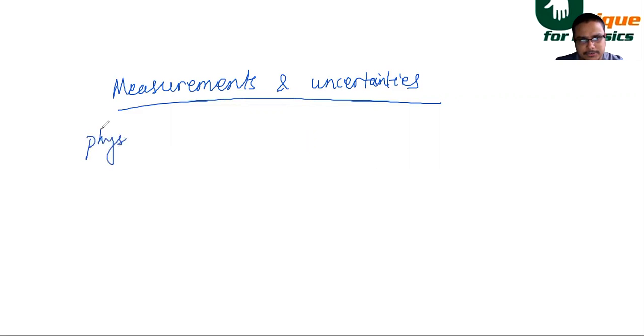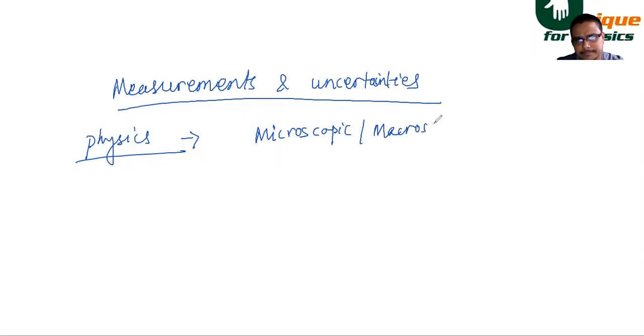So physics is a branch of science. What do you mean by physics? Physics is a branch of science that deals with the study of matter and the principles governing its behavior. When I said study of matter, it includes all the microscopic and macroscopic objects, and the principles governing its behavior.